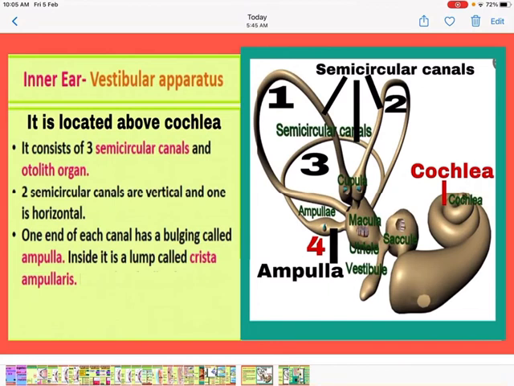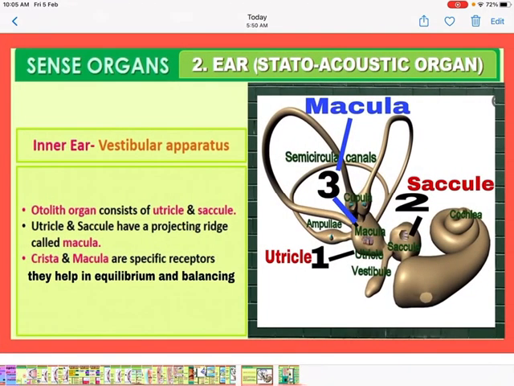Let us now see the parts of the otolith. See the parts of the otolith in the diagram. 1. Utricle, labeling 1. 2. Saccule, labeling 2. These two have a projecting ridge on the upper side, labeling 3. It is the macula. And note, the crista and macula both help in equilibrium and balancing.